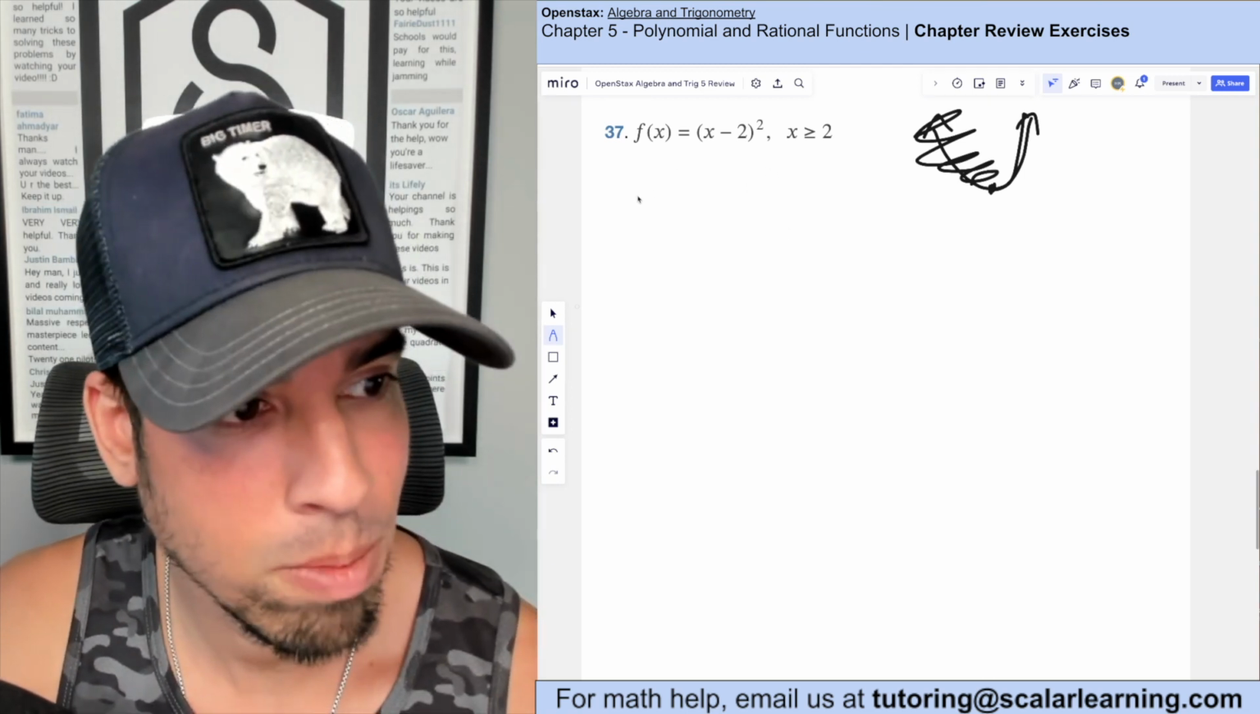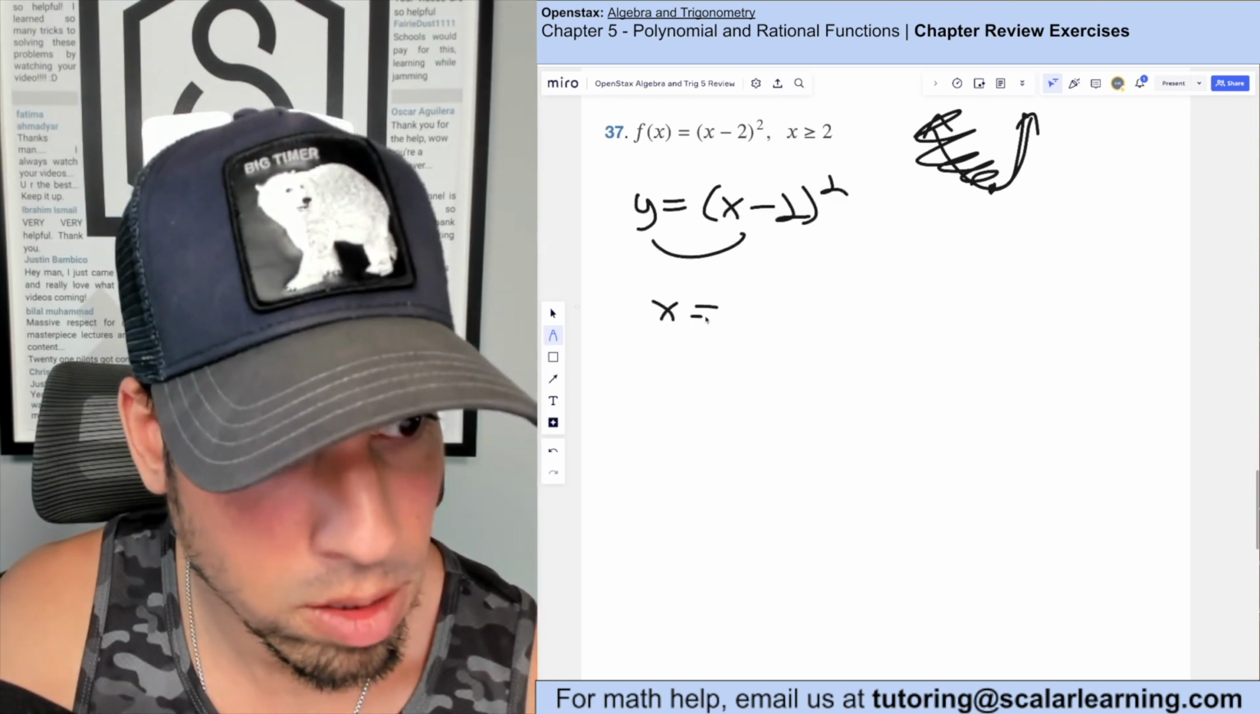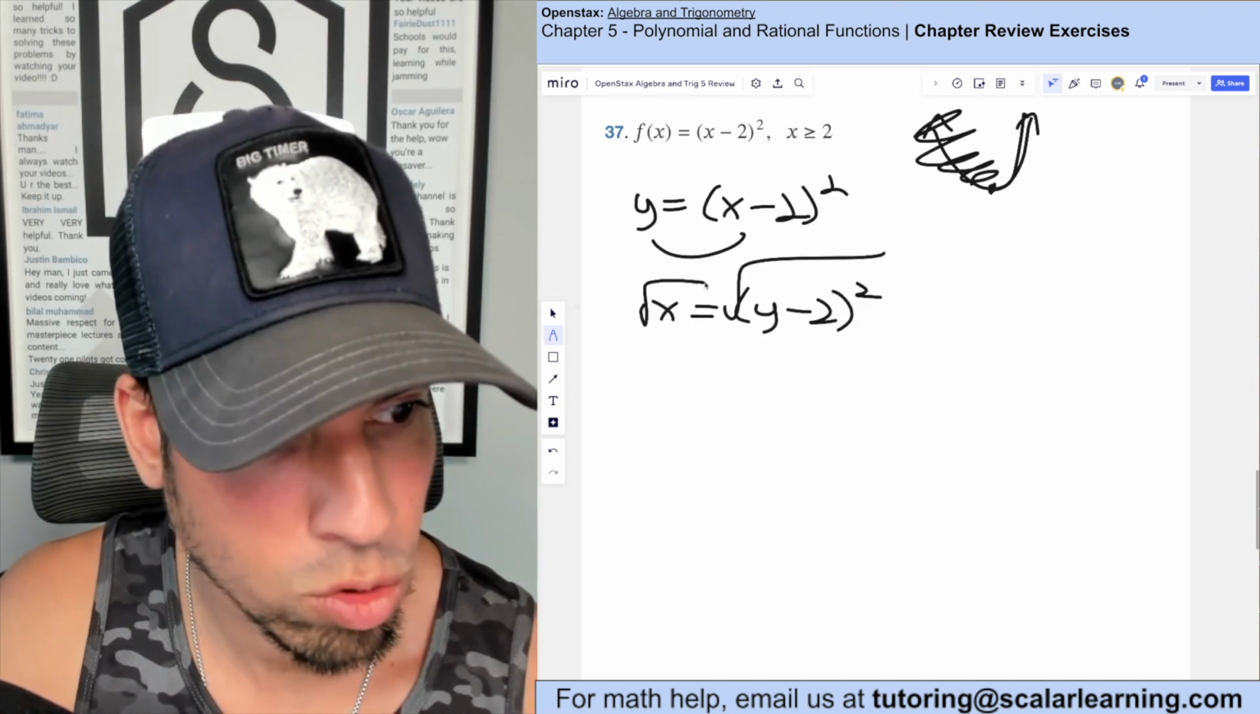So the first step here is I'm going to replace f of x with y. Then I'm going to swap the x's and the y's. And then we're going to isolate. I'm going to start by taking the square root of both sides.